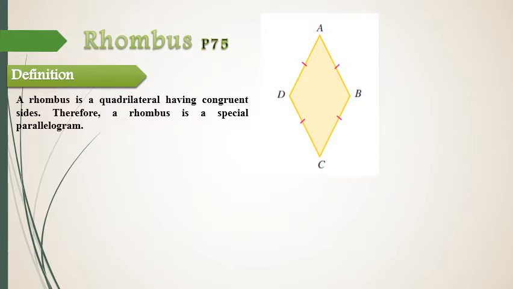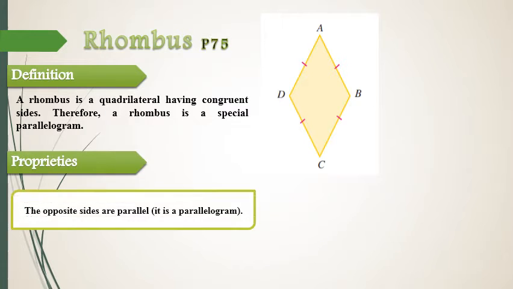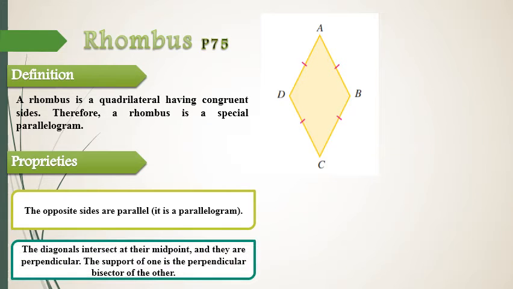AB is equal to BC is equal to CD is equal to DA. All the sides are equal. Properties: the opposite sides are parallel, the same as in a parallelogram. The diagonals intersect at their midpoint, at the same midpoint, and they are perpendicular as well. The support of one is the perpendicular bisector of the other.